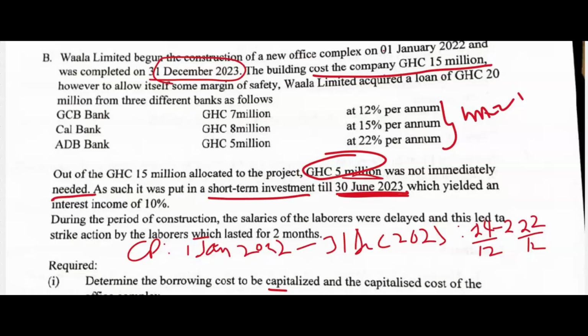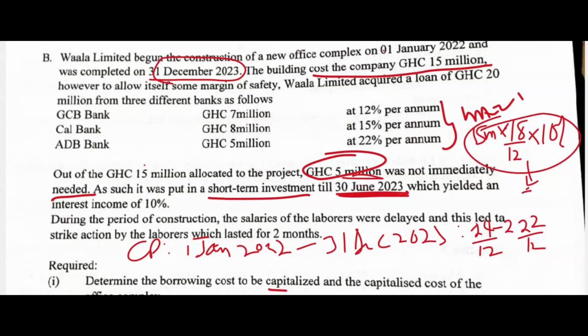So we are going to say that investment, 5 million times 1st January to December is 12 months, plus 6 months, so 18 months. So 18/12 times, what is the rate? 10%. This figure is the investment income. Then when we get the investment income, we will subtract it from the borrowing costs to get the borrowing costs to be capitalized.